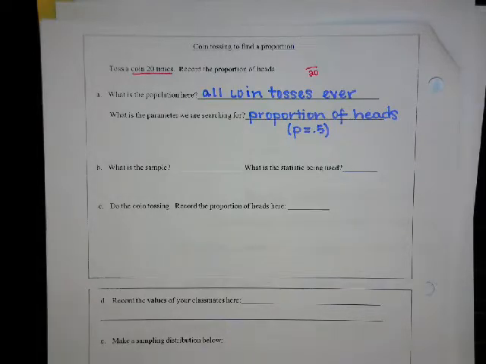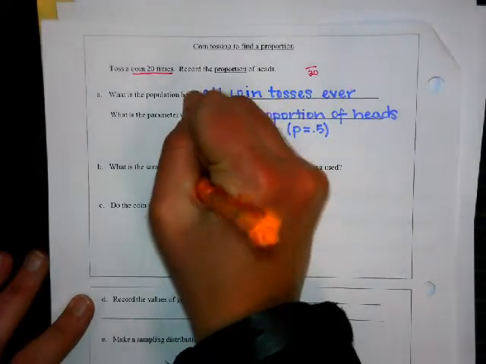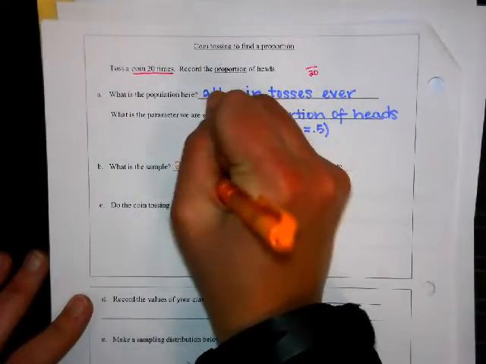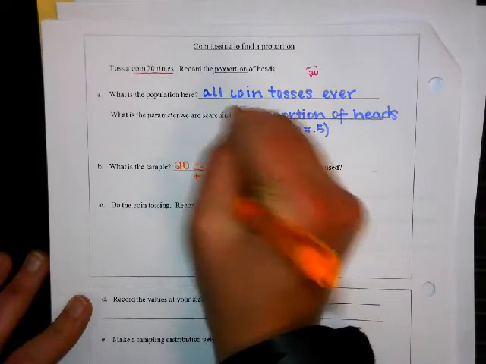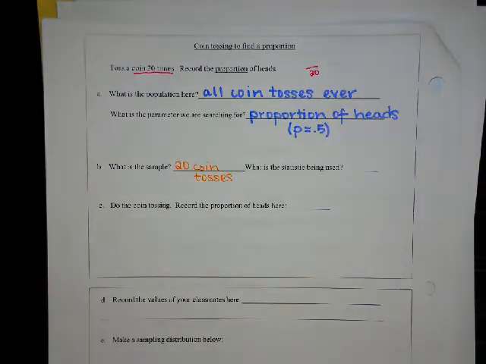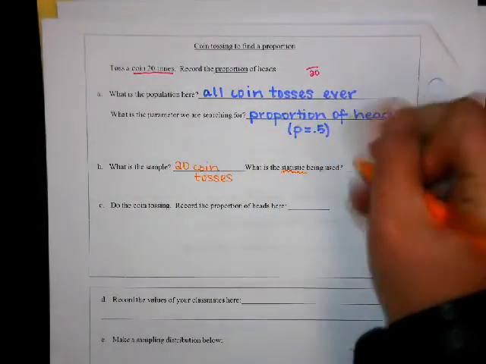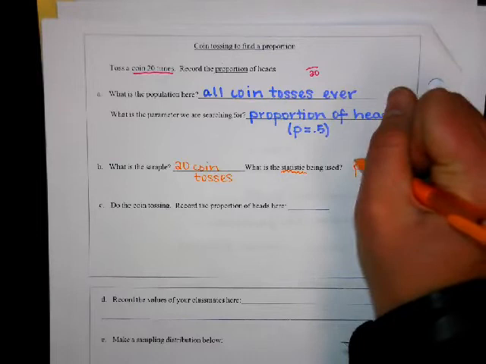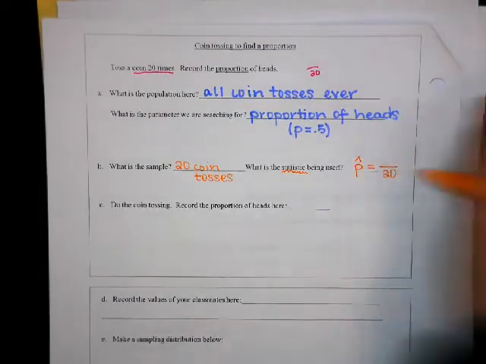So, like I said, we're going to take a sample. Our sample is going to be the 20 coin tosses. And when you record your proportion, because it's coming from your sample, we're going to use the notation for the statistic of a proportion, and you're going to figure out p hat is however many heads out of 20.